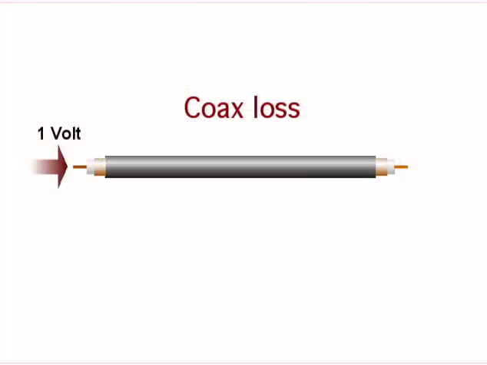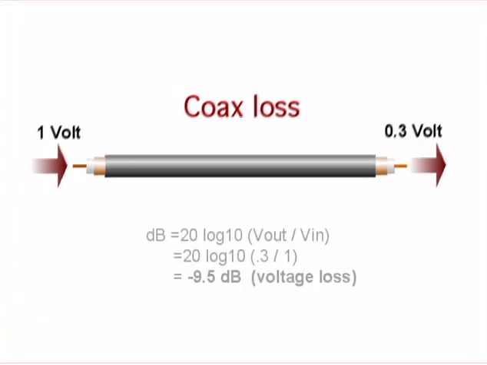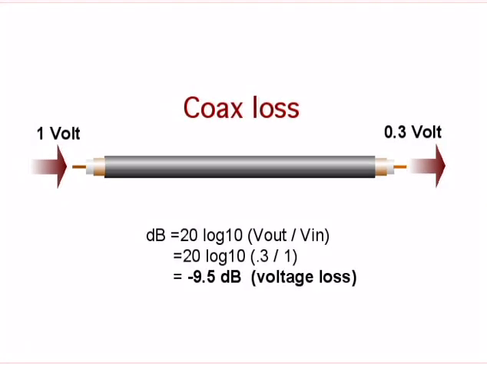Likewise, if we know the signal into a length of coax cable is 1 volt and the output at the other end is 0.3 volts, we know the coax has a loss at the frequency of the signal of minus 9.5 dB. By convention, the minus sign means a loss.